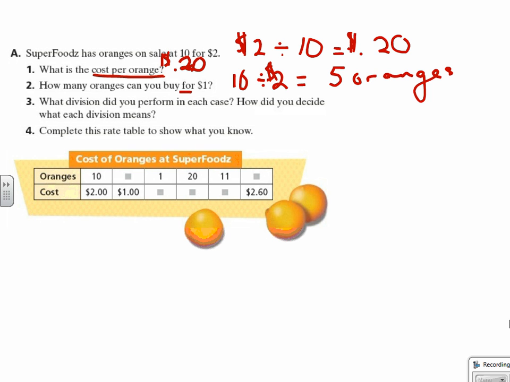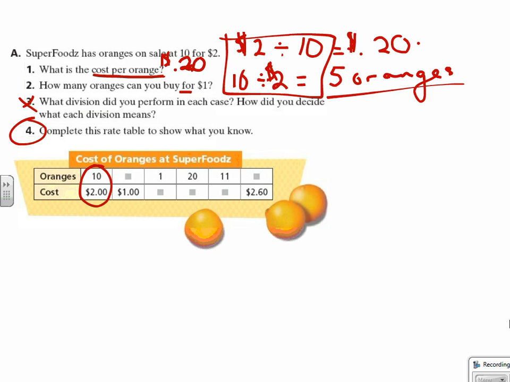What division did you perform in each case? If you have this information down right now, you do not have to put down anything for 3. Otherwise, copy that down. Then we're going to complete this table. Now that we have our rates, for each of these we're going to multiply them. So the cost at Superfoods for 10 oranges was $2. For $1, it's going to be 5 oranges, because we already figured out that for $1 you get 5 oranges.